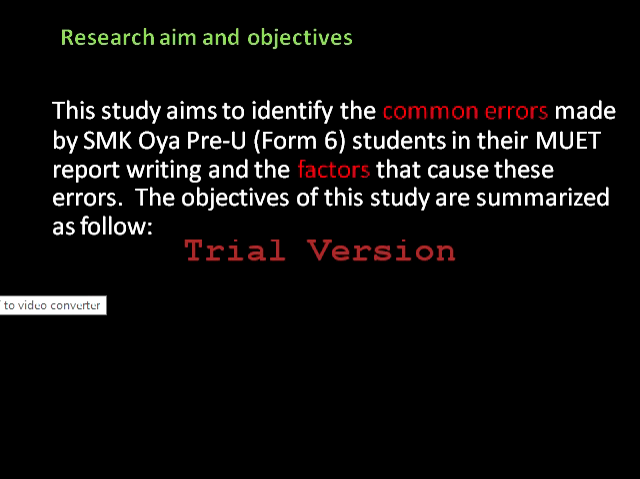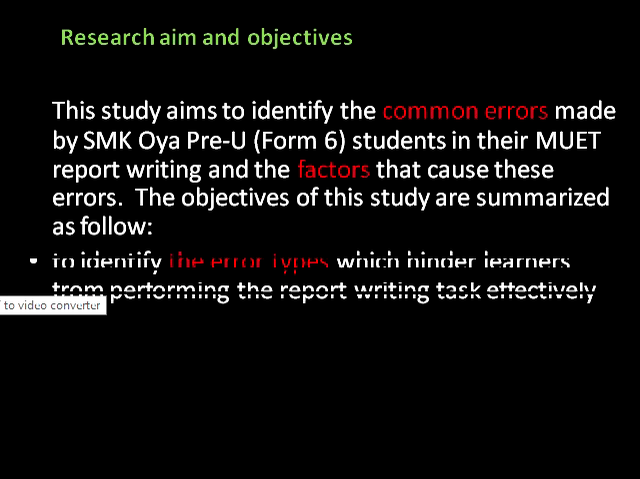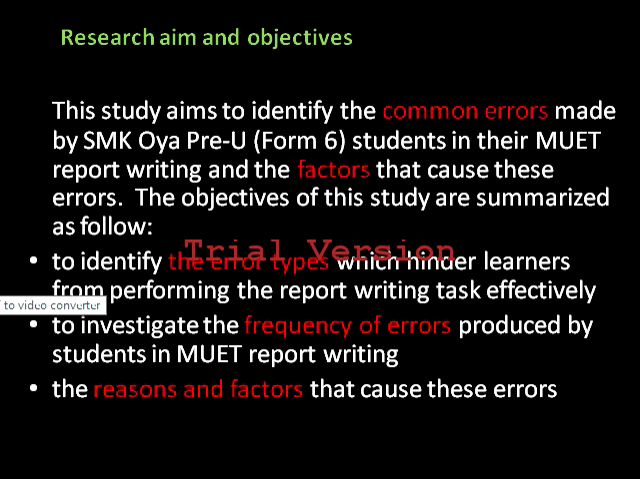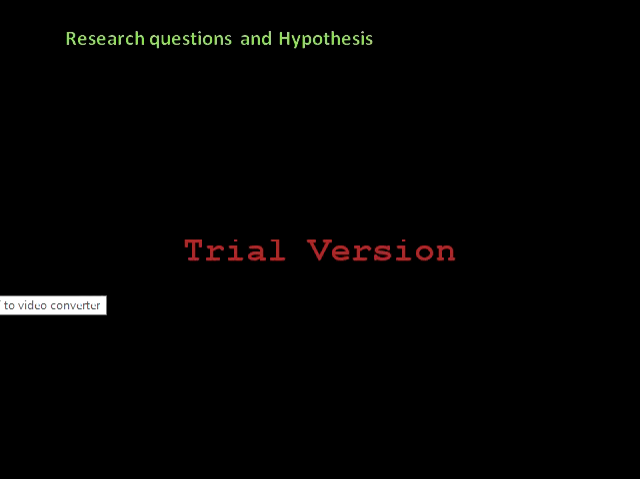This study hence aims to identify the common errors made by pre-university students in their report writing and the factors that cause these errors. The objectives of this study are summarized as follows. The first objective would be identifying the error types which hinder learners from performing the report writing task effectively. The second objective would be investigating the frequency of errors produced by students in their report writing. And the last objective would be examining the reasons and factors that cause these errors.